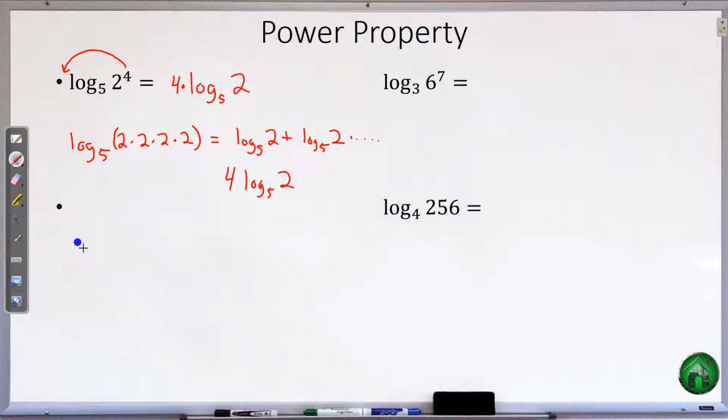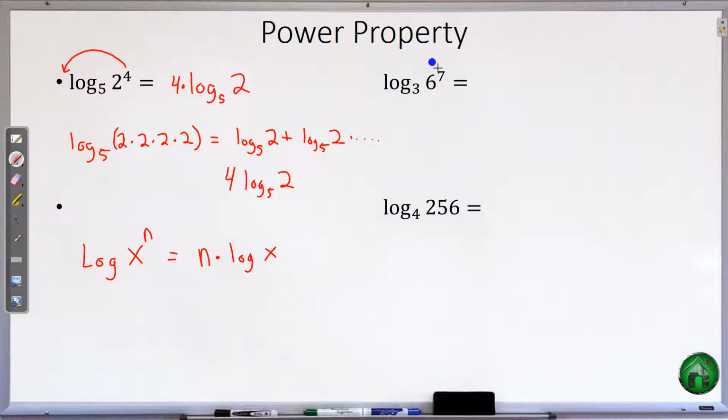So to do it with letters, if we have any log, and on the inside we have x to the n, I'll use those letters. What we can do is take that n and pull it out in front, just like that. So this one's one of the easier ones. We're not going to do too much of these, but I do want you to just see this.